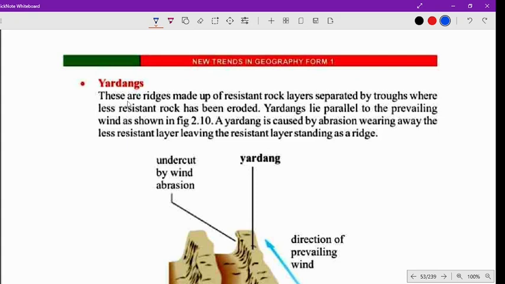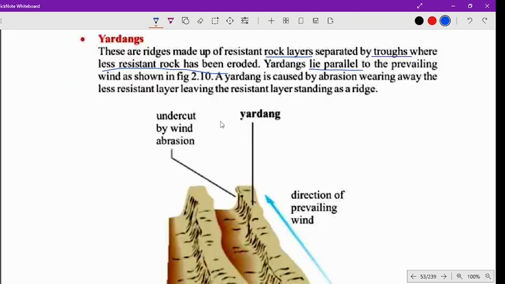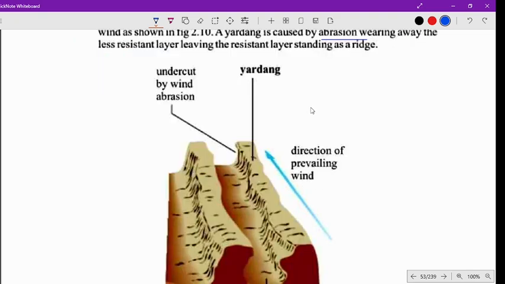Yardang. These are ridges made up of resistant rock layers separated by troughs where less resistant rocks have been eroded. Yardangs lie parallel to the prevailing wind. A yardang is caused by abrasion, which results in wearing away the less resistant layer, leaving the resistant layer standing as ridges. So from your study of wind, you know what a prevailing wind is.